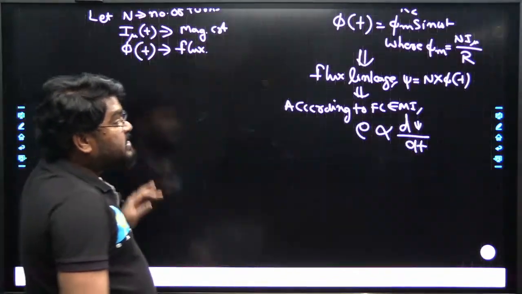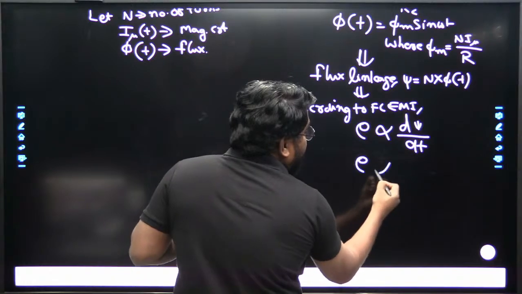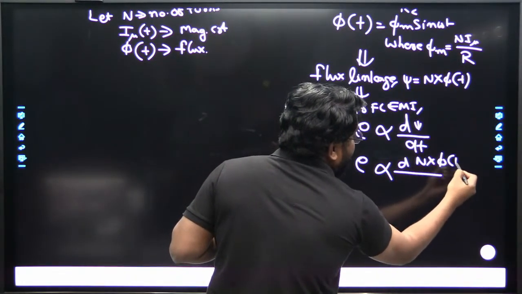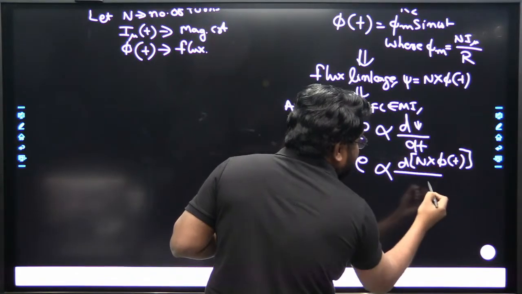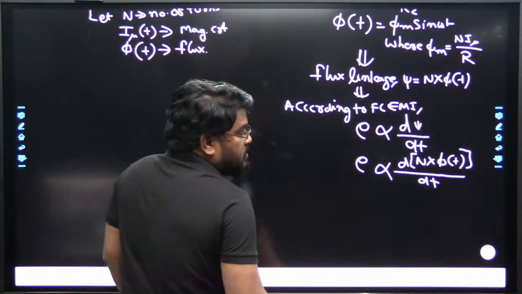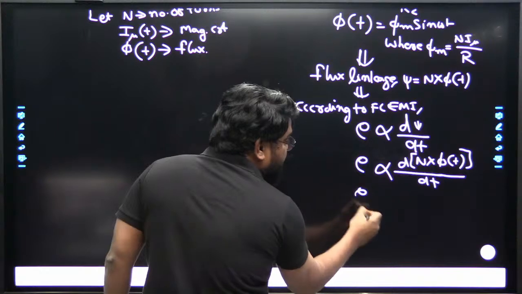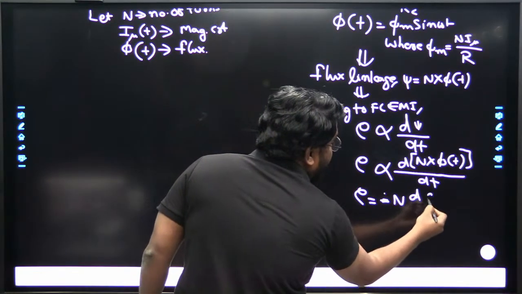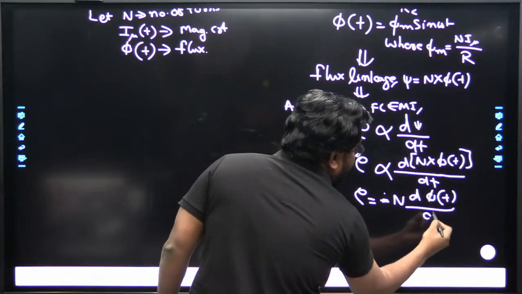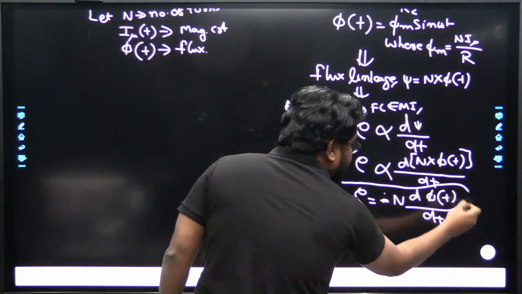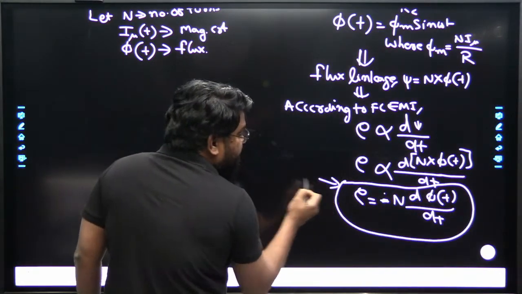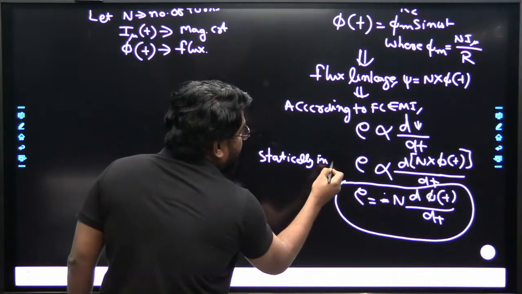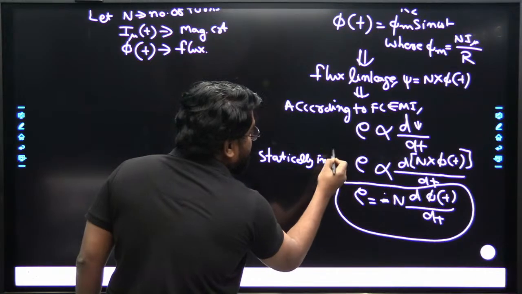So now we can write this EMF. Psi is the number of turns multiplied by phi of t. Differentiating with respect to time, and removing the proportionality constant, the EMF is minus N d phi of t by dt. This type of EMF is known as the statically induced EMF.